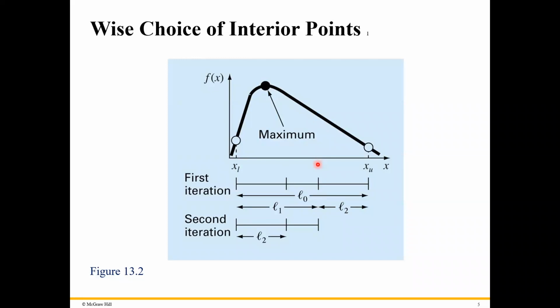So x1 will be at a distance of L1 from xl, and x2 will be at a distance of L2 from xu. Sorry, x2 will be at a distance of L2 from xl, which is the same distance as point x1 from xu. So you can see that this is in the second iteration.